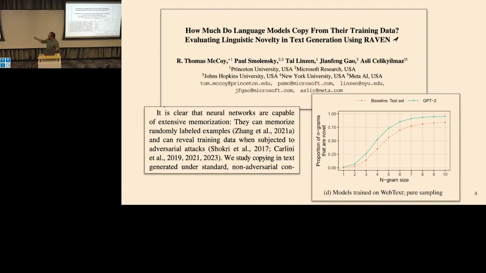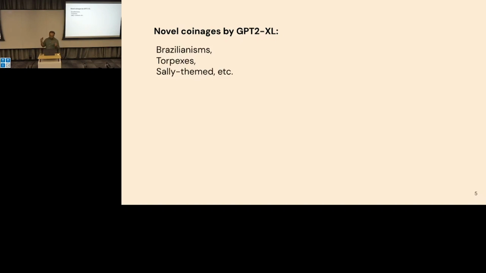This is great work, and it showed some amount of novelty in the model's generalizations. They even showed novel coinages by GPT-2 XL. GPT-2 XL literally coined words that were not present in the training data, like Brazilianisms, which was one of my favorites, Torpexes, Sally-themed, and so on.